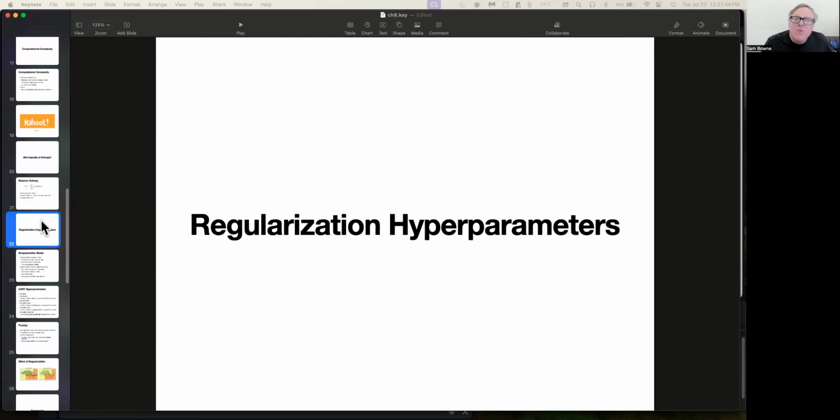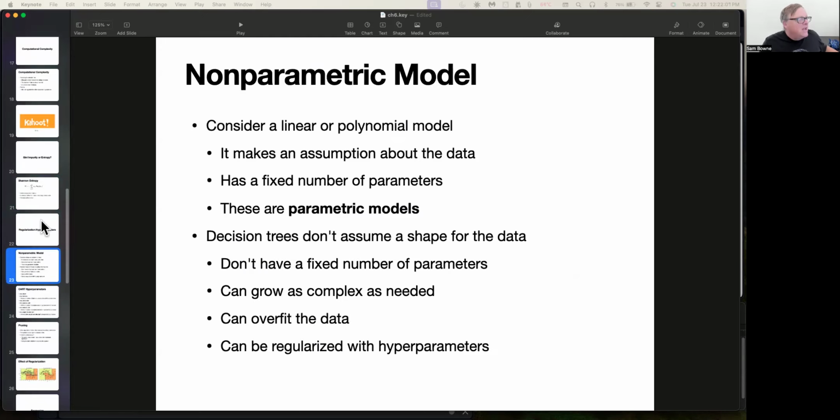Now you can think about regularization, because you can overfit with decision trees just like other models. Now, the other models we've used, like linear or polynomial, they have a certain number of coefficients, a certain number of parameters you're adjusting. Those are parametric models. Decision trees don't assume anything about the shape of the data. They don't assume it's a straight line or a curve or anything. They just make if-then statements to split it in half, and they can grow as complicated as needed.